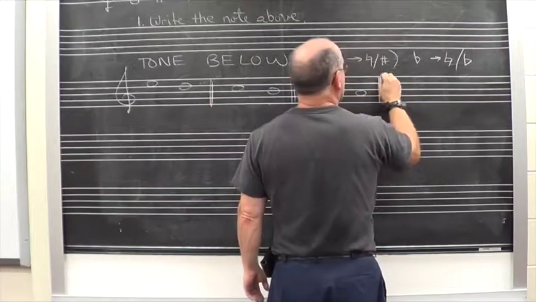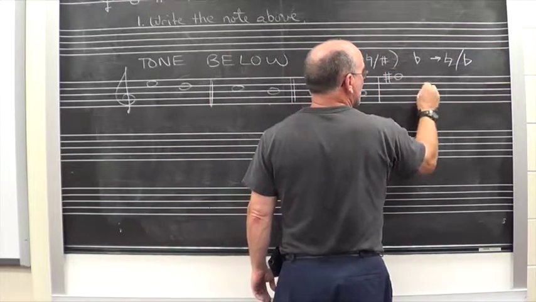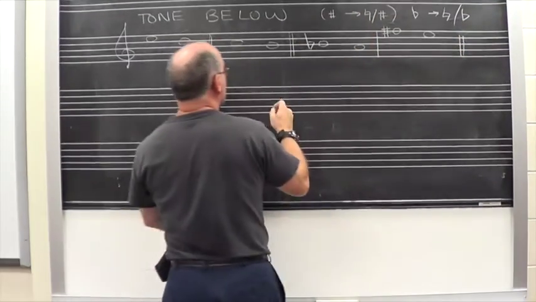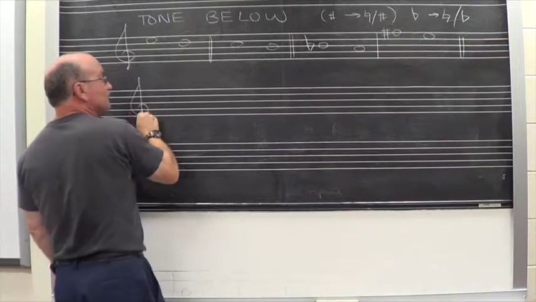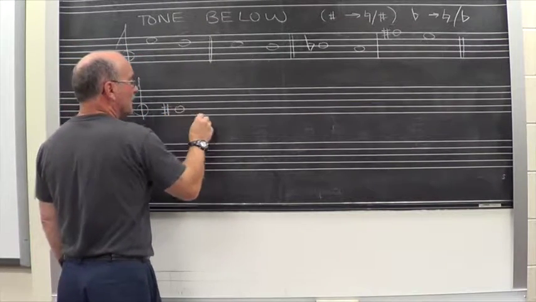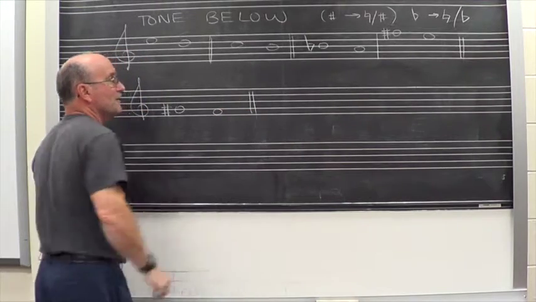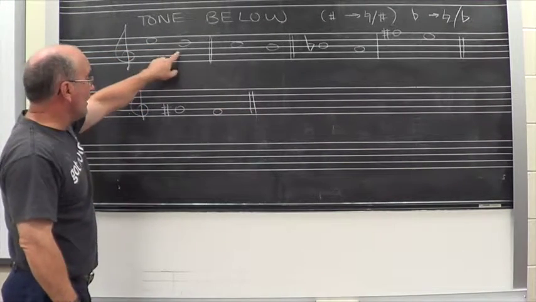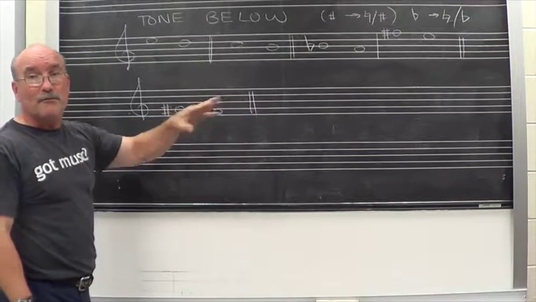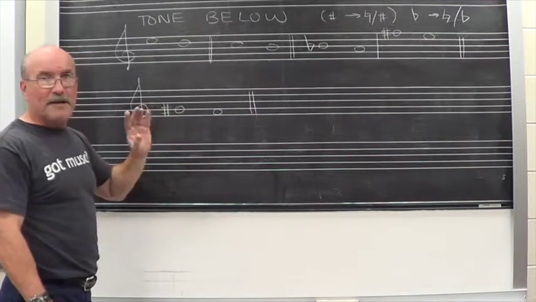Okay? If it's on a line, it's going to be the next space down. I want to do one more example on the board. And that is that if it's on a line, then it's going to be the next space down. If it's on a space, next line. If it's on a line, the next space down. I just do that right away before worrying about what sharp or flat I need to put on it.